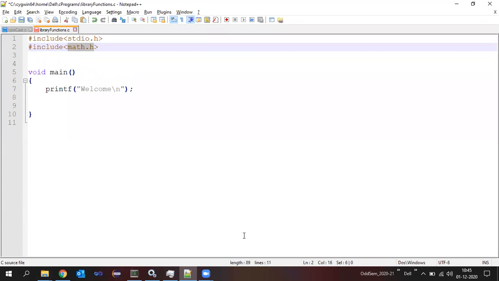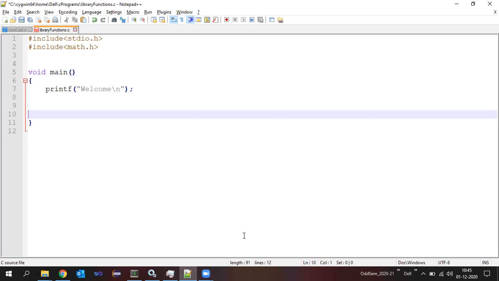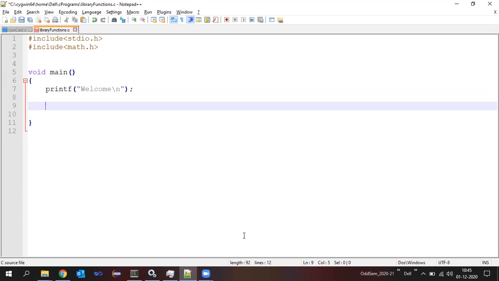See, math.h. .h means what? It is a header file, right? So header file for what purpose? For performing the mathematical operations. Okay, there are certain library functions. Those library functions are placed in the mathematical header file, that is math.h, and I'm including that file in this program. Now you may ask, sir, what are the different mathematical functions?